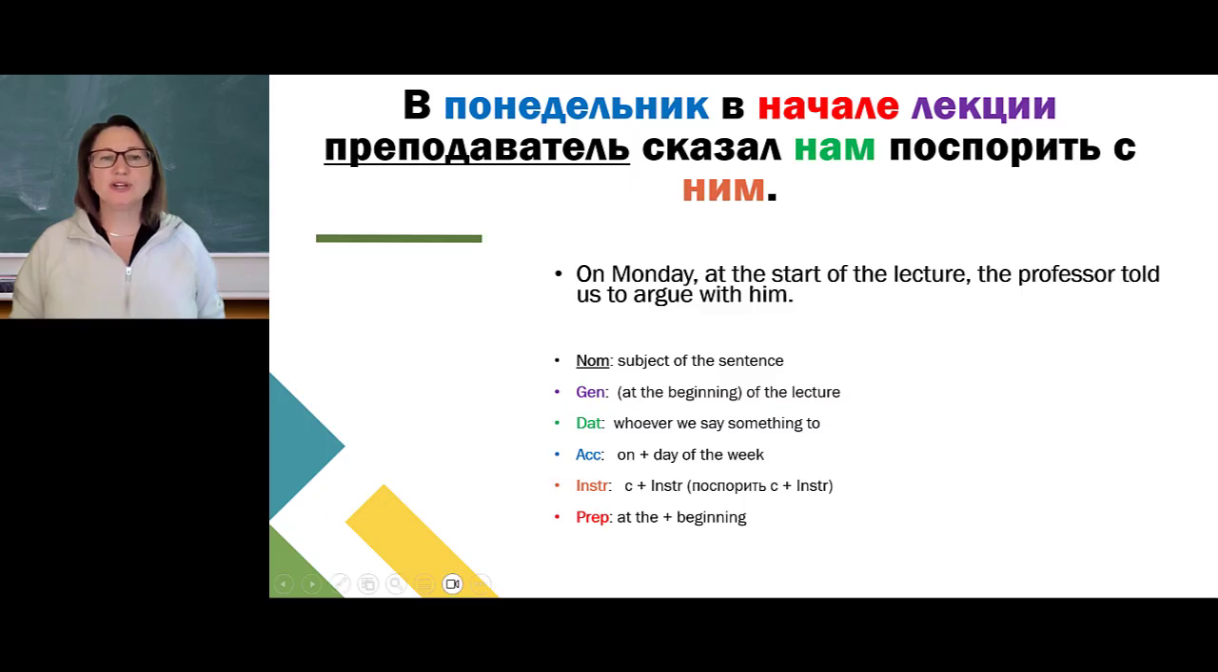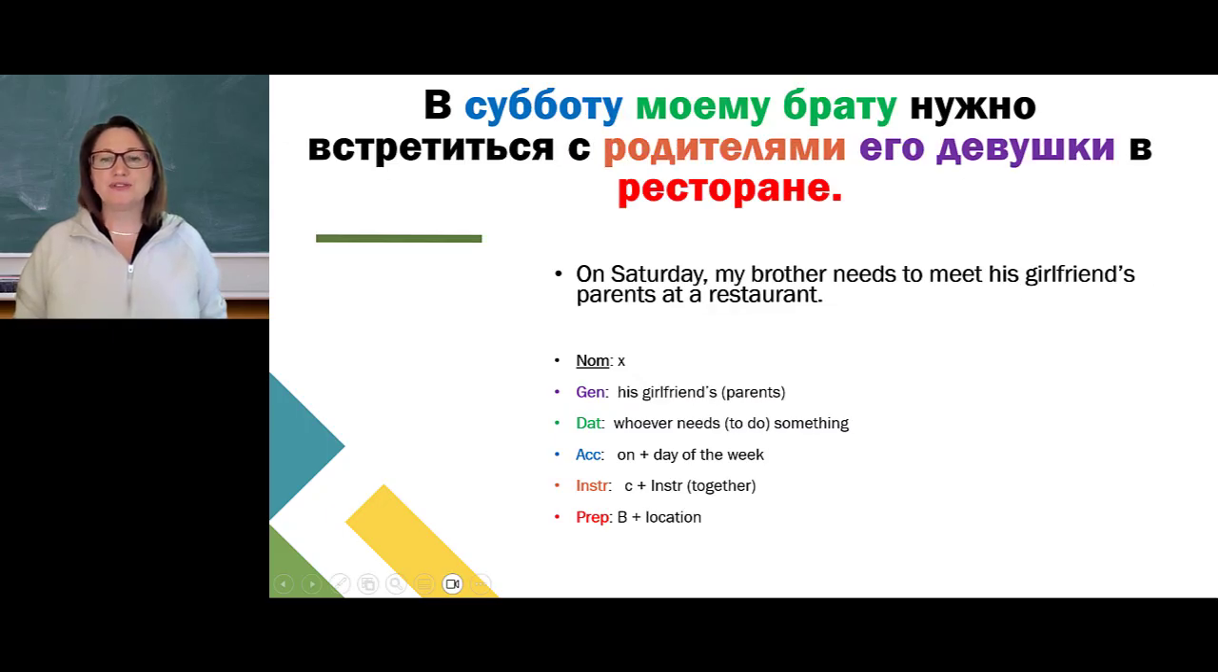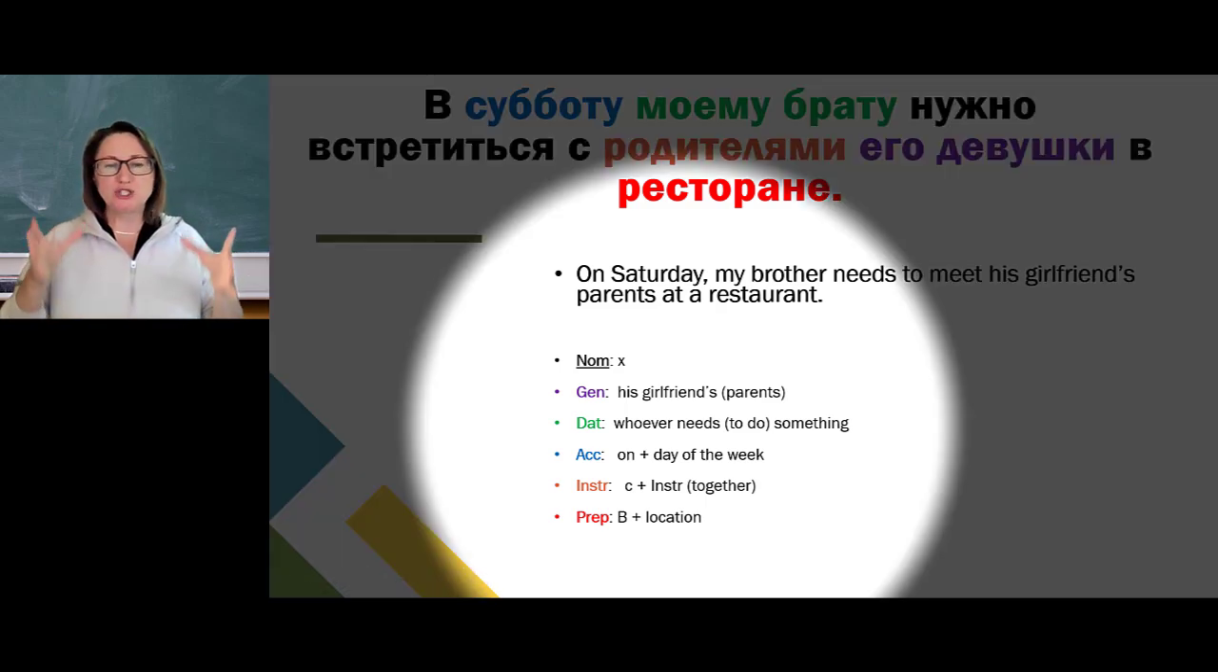So as you can see here, we always have nominative. But remember, in Russian, we can also have sentences where we don't have the subject of a sentence. So here is another example. В субботу моему брату нужно встретиться с родителями его девушки в ресторане. On Saturday, my brother needs to meet his girlfriend's parents at a restaurant. So here we do not have nominative. In English, we have the subject of a sentence. Who needs to meet? My brother does. But in Russian, whoever needs to do something is dative.